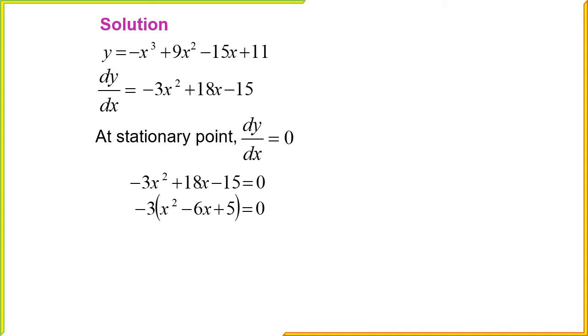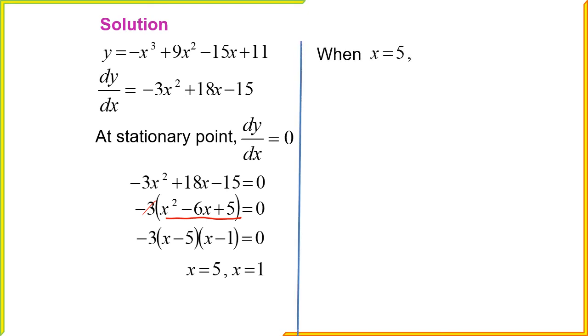So we have x squared minus 6x plus 5 in the bracket, so this constant we can just ignore. Now x squared minus 6x plus 5, we can factorize it into (x minus 5)(x minus 1). So we have x equal to 5 and x equal to 1. When x equal to 5 and x equal to 1, we need to find the value of y. When x equal to 5, we get y equal to 36.